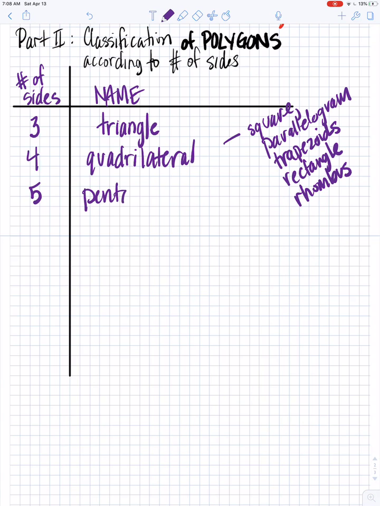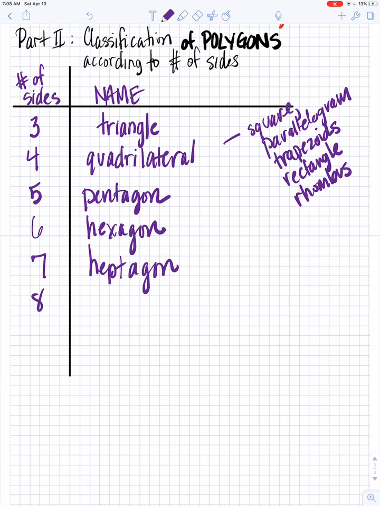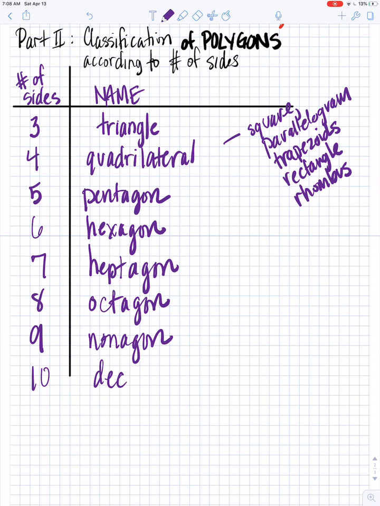5-sided polygons are pentagons. Okay, what about a 6-sided polygon? A 6-sided polygon is a hexagon. And a 7-sided polygon, that's a heptagon. An 8-sided polygon, that's an octagon. 9-sided, nonagon. 10-sided, that's a decagon. And for now, that's enough.